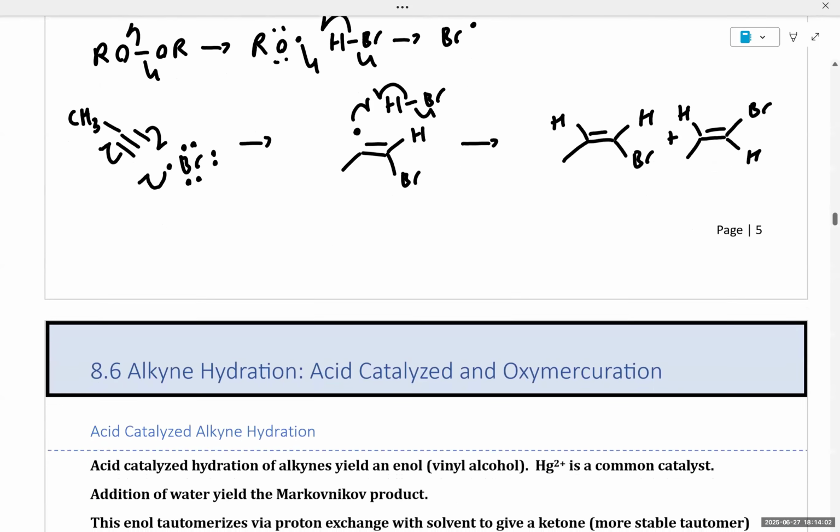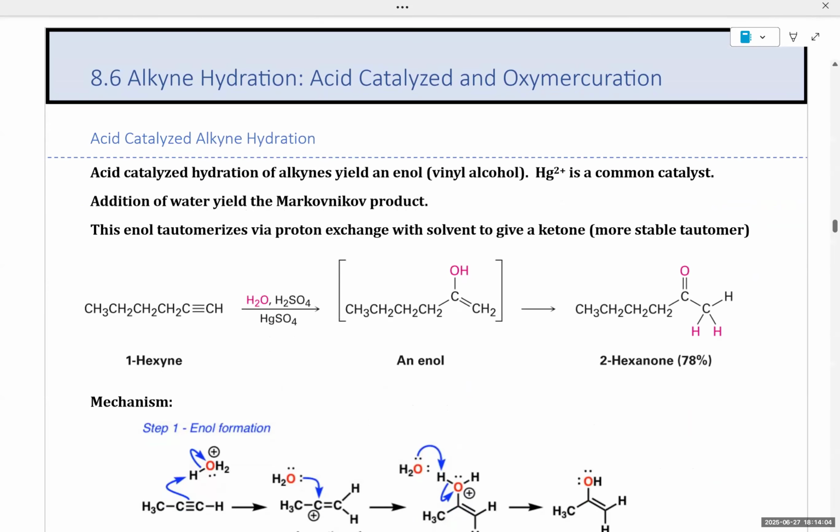Wonderful. Let's keep going now, and let's talk a little bit about alkyne hydration. There are two methods of alkyne hydration, which are acid-catalyzed alkyne hydration and oxymercuration of alkynes. Let's talk about acid-catalyzed hydration of alkynes. Acid-catalyzed hydration of alkynes yields what's known as an enol.